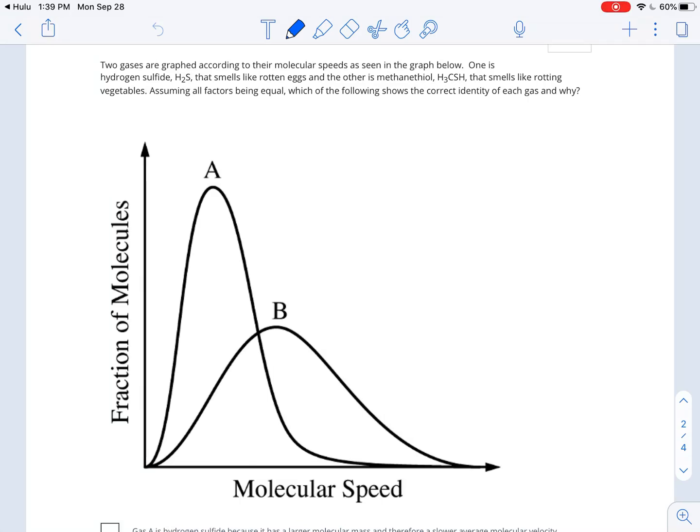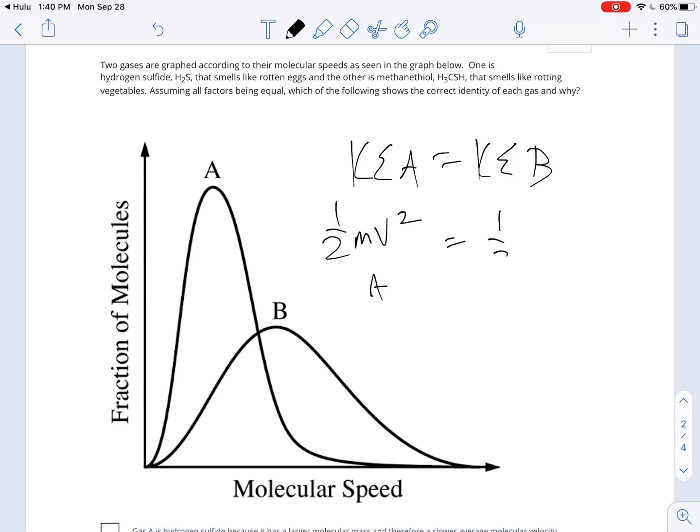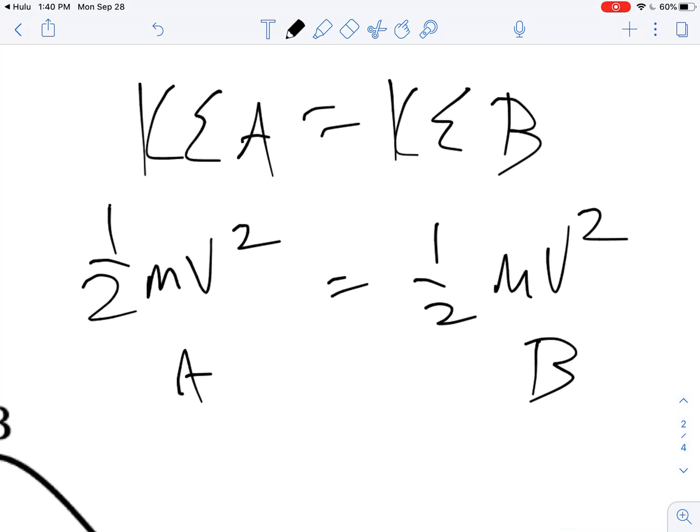So for this question, it is similar to before, but instead of comparing temperatures, you are comparing molecular masses. So remember that if you are at the same temperature, then that means you are at the same kinetic energy. So if the kinetic energy of A is equal to the kinetic energy of B, that means 1/2 mv squared for A is the same as 1/2 mv squared for B, right?